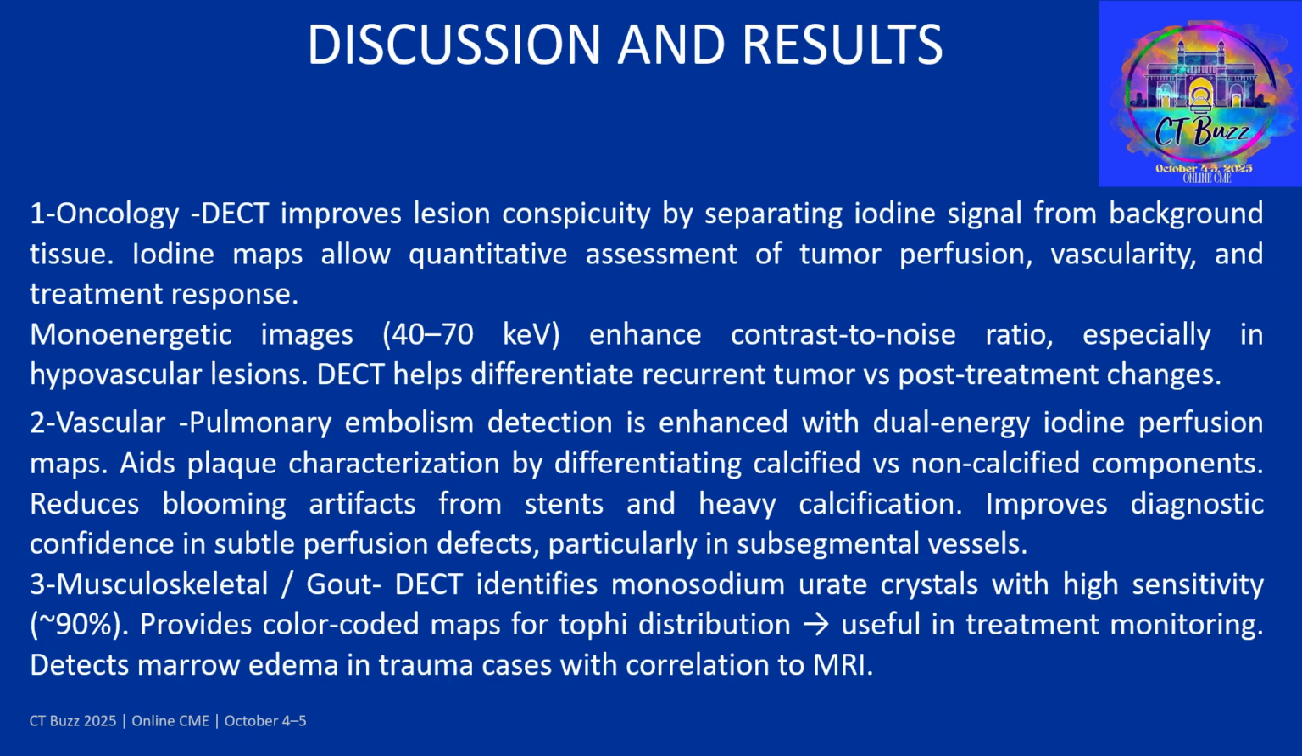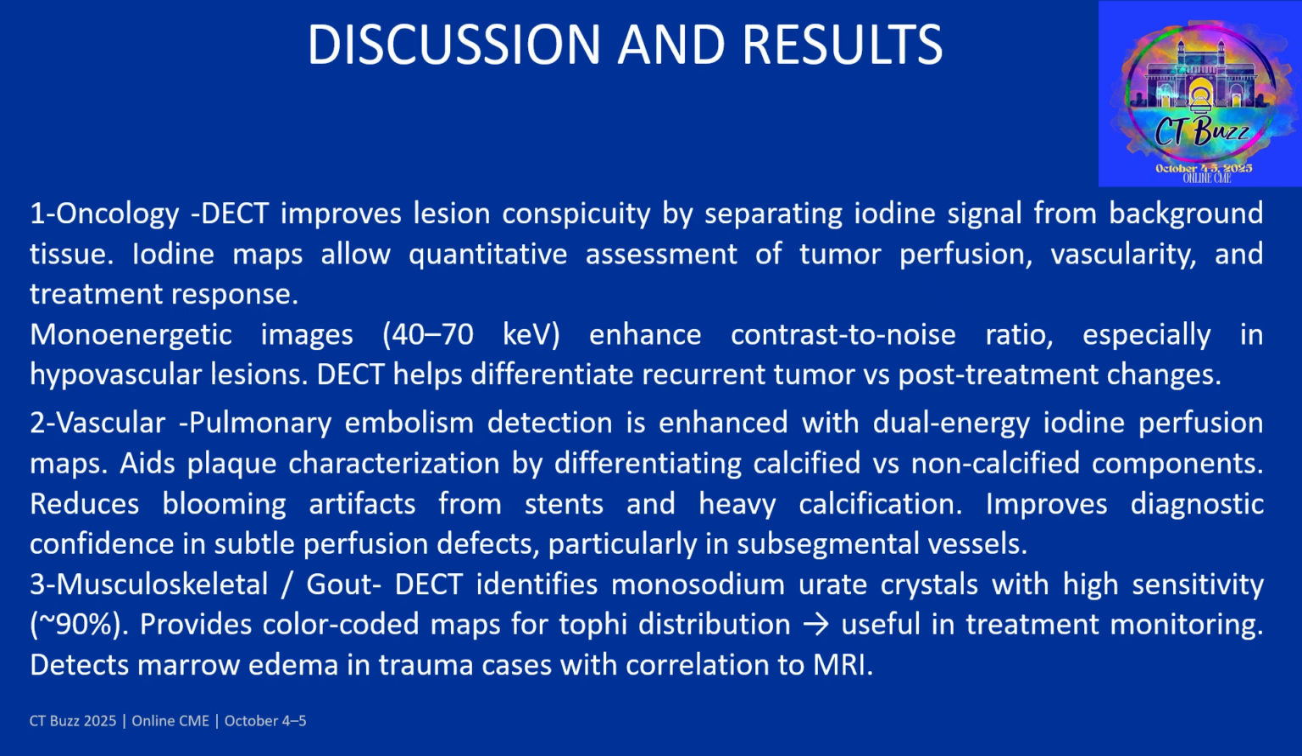Discussion and results. In oncology, dual energy CT improves lesion conspicuity by separating iodine signal from background tissue. Iodine maps also allow quantitative assessment of tumor perfusion, its vascularity, and treatment response. Monoenergetic images enhance contrast to noise ratio, especially in hypovascular lesions. Dual energy CT also differentiates recurrent tumor from post-treatment changes.